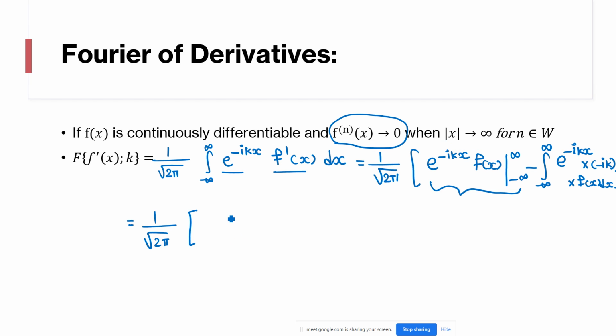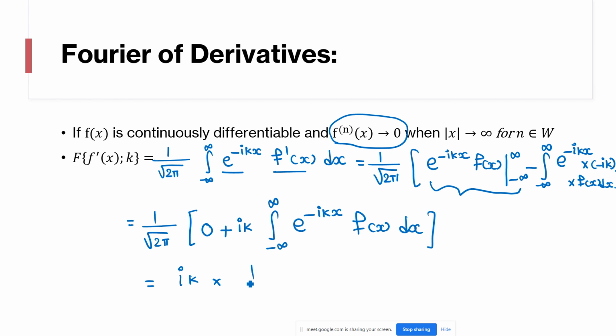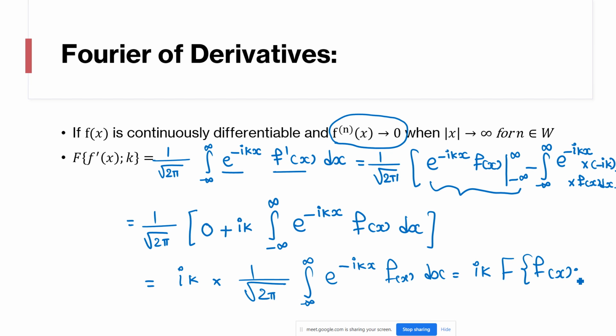So it is 0 minus, now that minus gets multiplied with minus, so it is plus ik integrating minus infinity to infinity e raised to minus ikx, what is left inside is f of x dx. That is actually the same as ik times 1 upon root 2 pi integrating minus infinity to infinity e raised to minus ikx f of x dx. So can I just say this is actually the same as ik times the Fourier of the function f of x converted to variable k? Right?